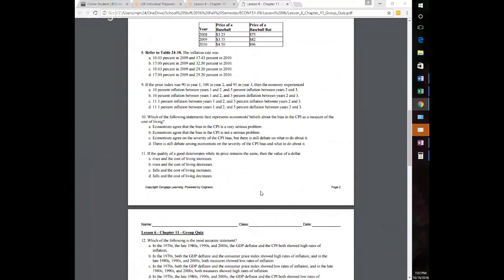Okay. I'll do 12. Which of the following is the most accurate statement? And I put B. In the 1970s, both the GDP deflator and the consumer price index showed high rates of inflation, and in the late 1980s, 90s, and 2000s, both measures showed low rates of inflation.